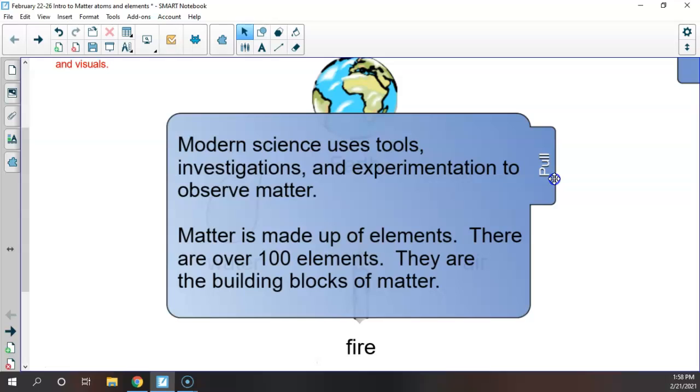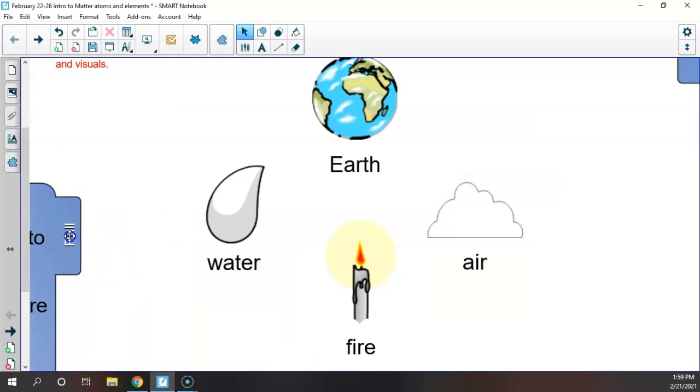Modern science uses tools, investigations, and experimentation to observe matter. Remember, last week we were practicing making observations. And so scientists still are observing matter. In order to understand matter, it is important to understand that it is made up of something called elements. There are over 100 elements, and they are the building blocks of all matter.